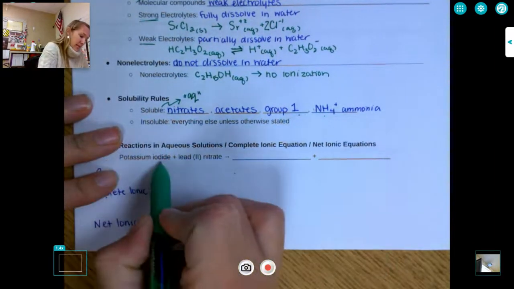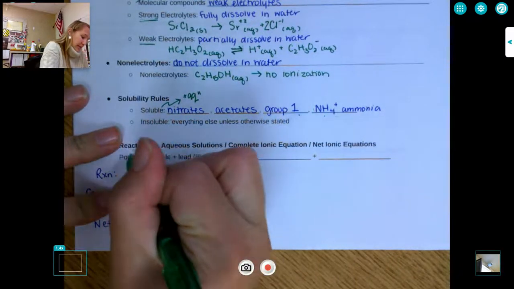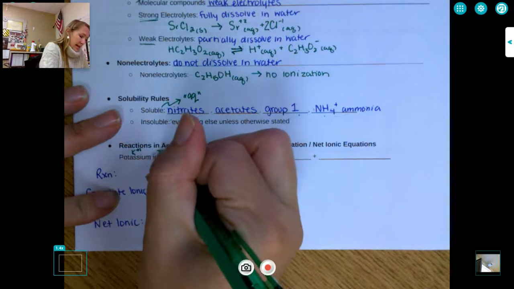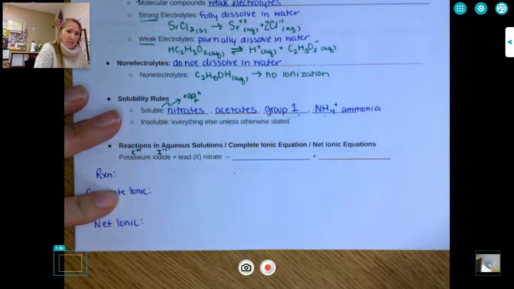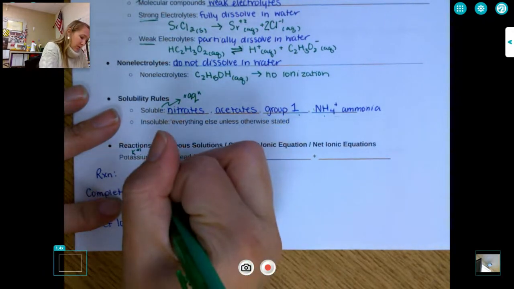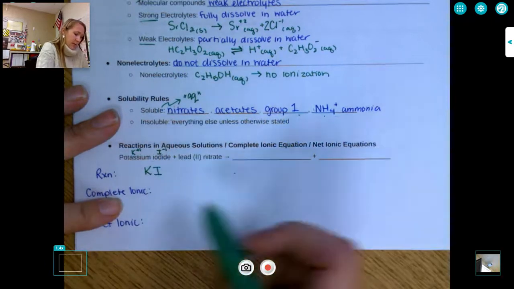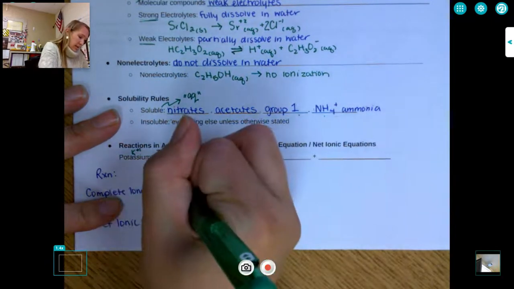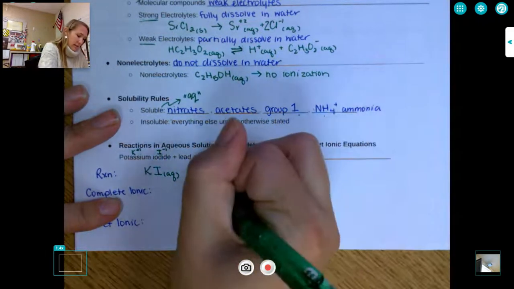So first we start with potassium iodide. Potassium is K in group 1, so +1. Iodide, I in group 17, -1. Swap and drop, so I have KI. Potassium is a group 1 metal, so this must be aqueous.